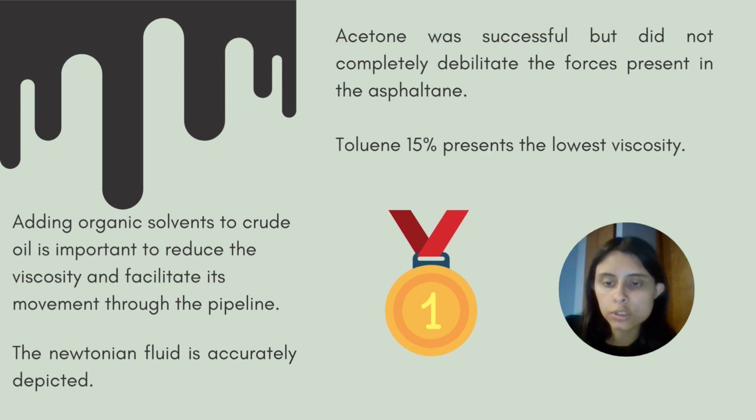In terms of which solvent was better, it was seen that the solvent, being more polar, more concentrated, and without hydrogen bonds, was able to decrease the viscosity successfully. In this case, this solvent corresponded to toluene at 15%. On the other hand, acetone was able to decrease the viscosity, but it wasn't better because it could create hydrogen bonds, and this does not debilitate the forces that are present in the asphaltenes.